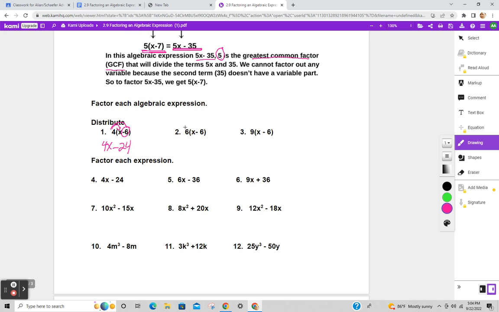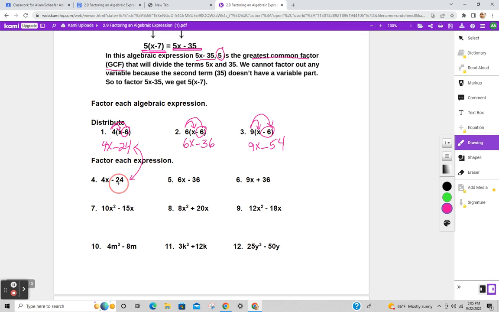Number 2, 6 times x is 6x, and 6 times minus 6 is minus 36. Again, I'm using the distributive property. 9 times x is 9x, and 9 times minus 6 is minus 54. All right, so look at this expression. This expression and this expression are exactly the same.